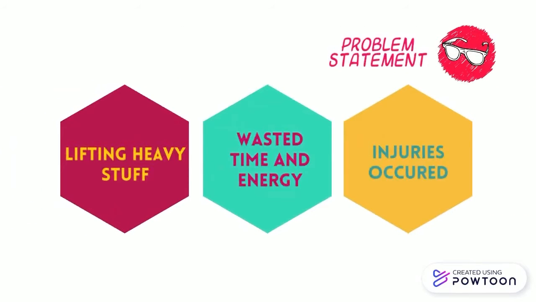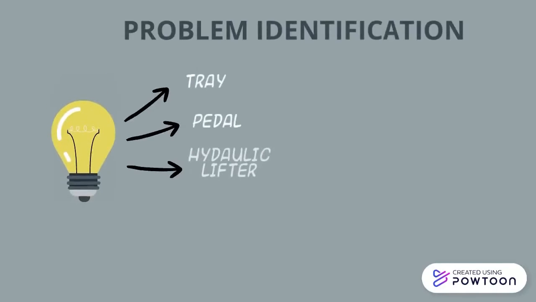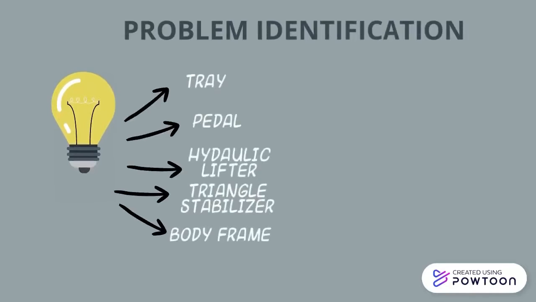Problem statement. Lifting heavy and big stuff such as furniture becomes a problem to housewives, office workers, and storekeepers. Injuries can easily occur while doing lifting work as they are not in proper positioning during lifting the items. A lot of energy and time is wasted, especially when a housewife must clean up the whole house. The problem identification is trouble in handling heavy jobs.